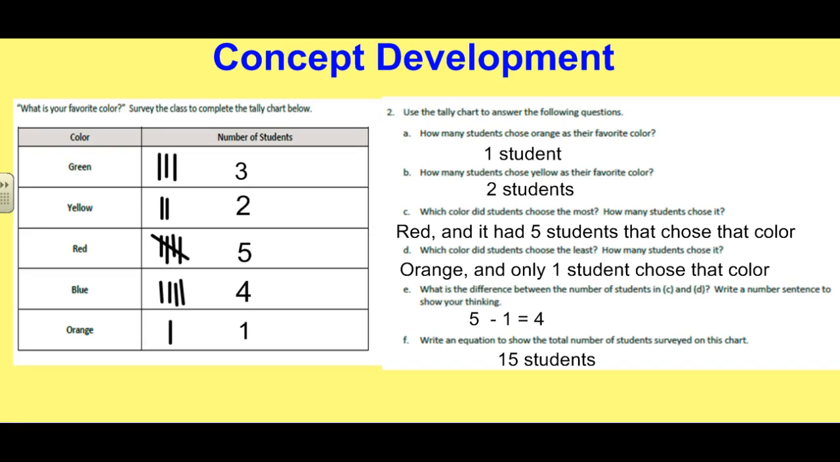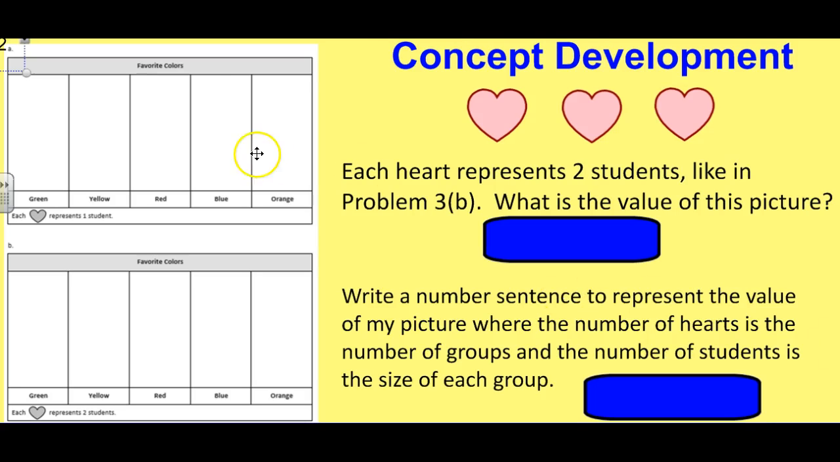So now we're going to move on with the problem set, but I'm going to show you a few different things before you actually do the next part of the problem set. So this is what the next part of the problem set looks like. It's another chart, but we are representing the students that you surveyed a different way than using the tally marks.